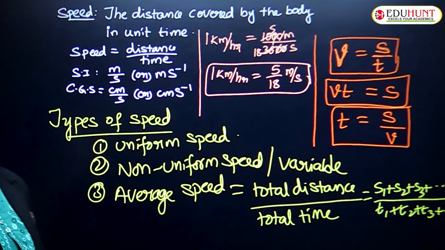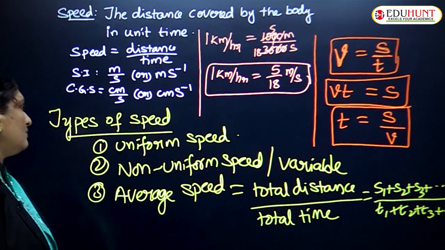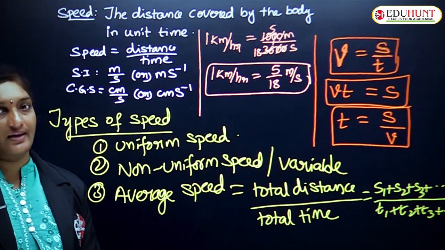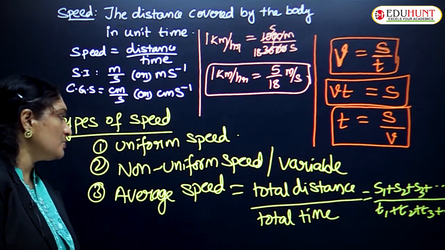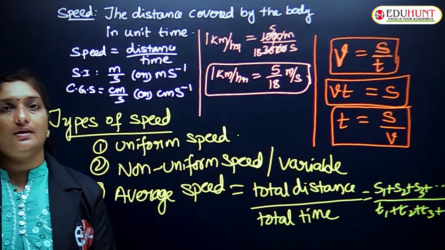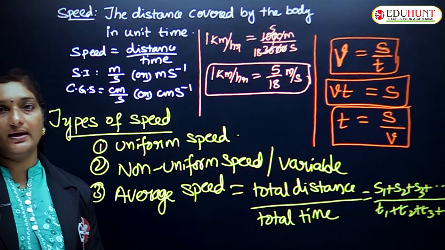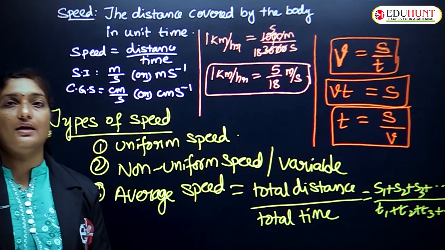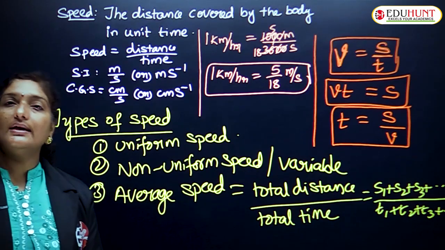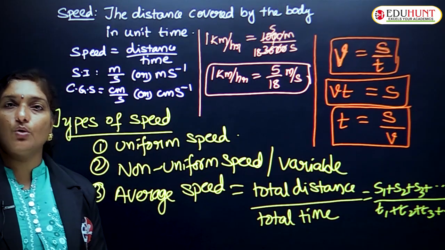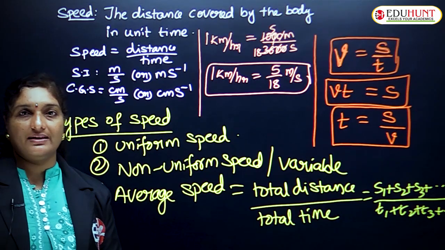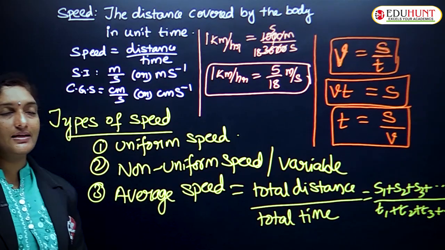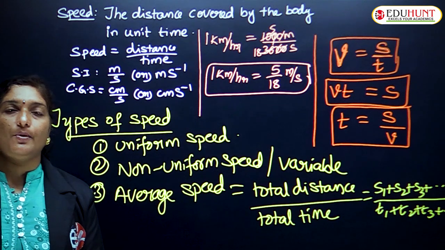Discussing the types of speed, we generally come across three types: uniform speed, non-uniform or variable speed, and finally average speed. What is uniform speed? Whenever a body covers equal distances in equal intervals of time, we say the body has uniform speed. If the same body covers unequal distances in equal intervals of time, or equal distances in unequal intervals of time, it is said to be traveling with non-uniform or variable speed. Whereas the average speed is calculated as total distance upon total time.